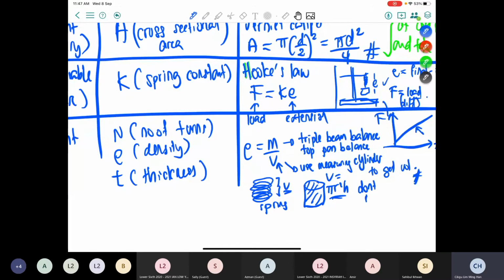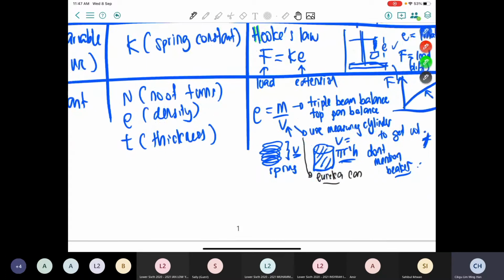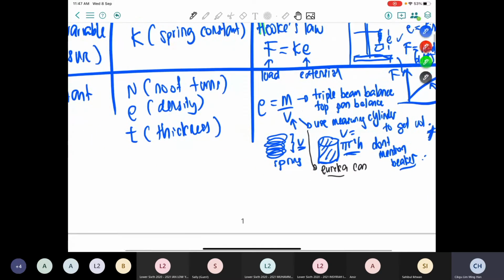Don't mention beaker. Beaker is not good. Isn't it called the Eureka can? Oh, there's another one, the Eureka can. Can also? Yeah, can also. Thank you, Danish. You can also use the Eureka can, which is a displacement type. We roughly tell them only. We don't need to draw.